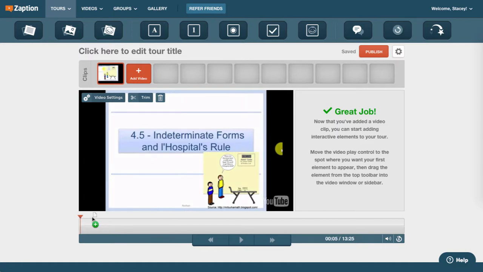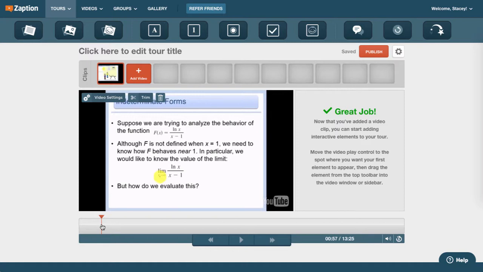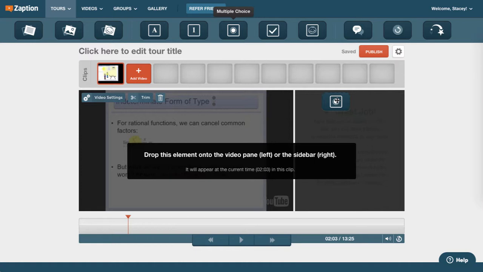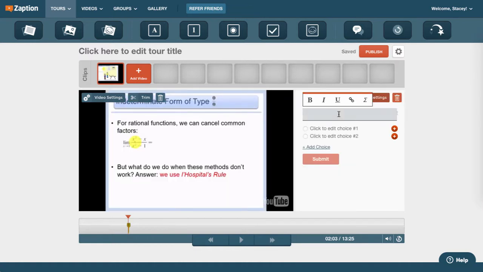So here's a video that I have, and these questions that I put in are not going to really be related to this video. I'm just using it to demonstrate. One really nice thing about Zaption is that you can ask questions side by side. So right here, I could be asking a question about the equation that's on the left side of my screen. So viewers will still be able to see this slide while they're answering this question here.